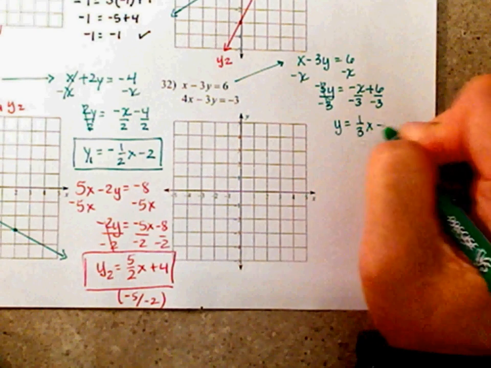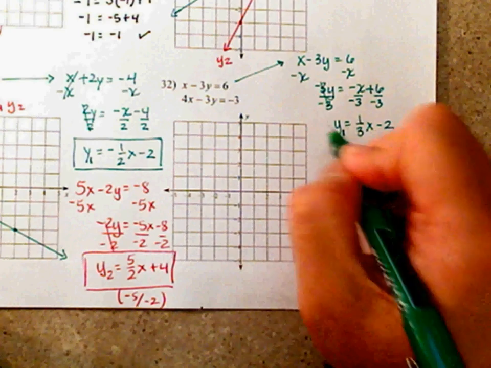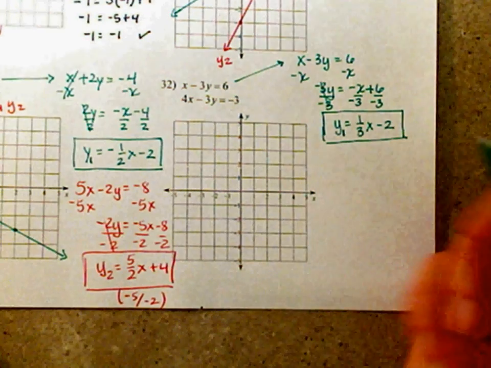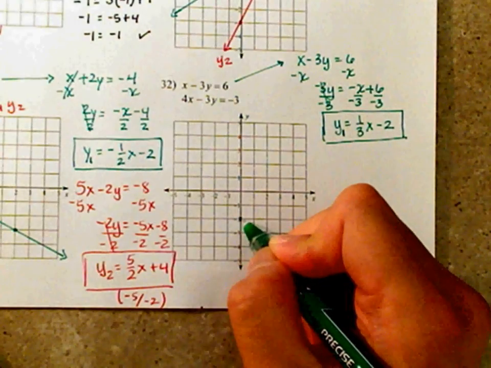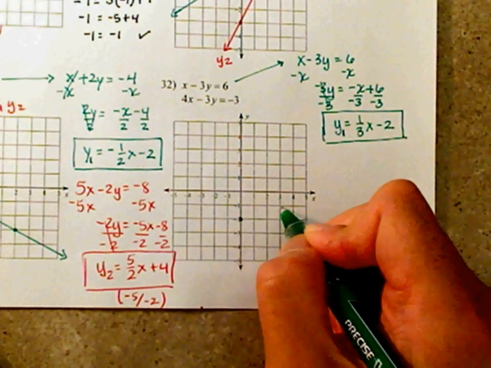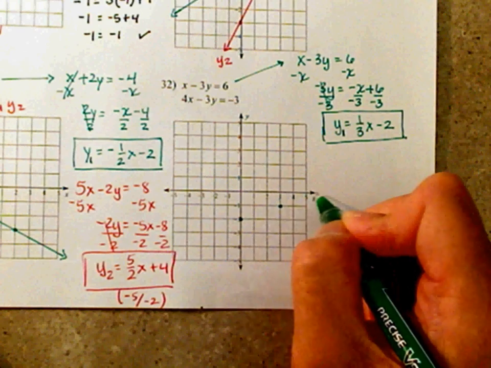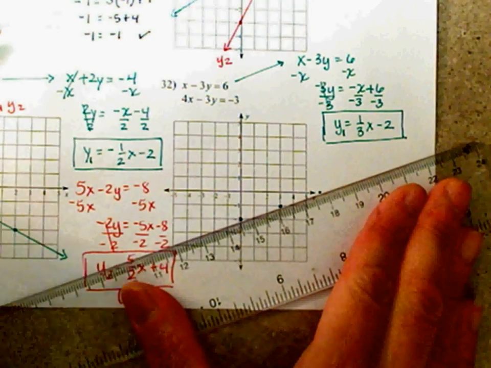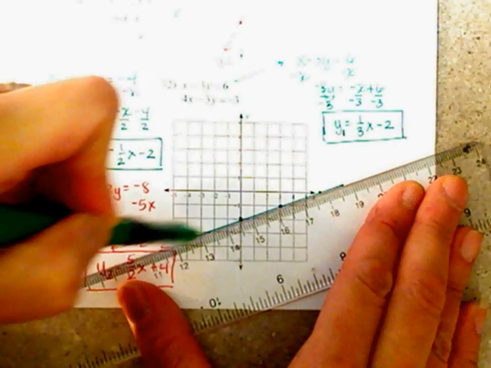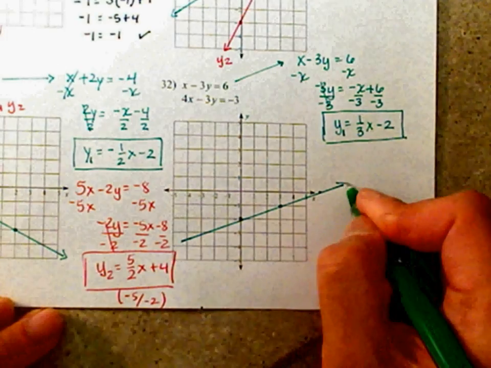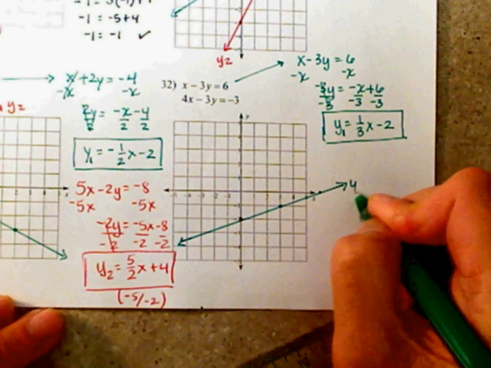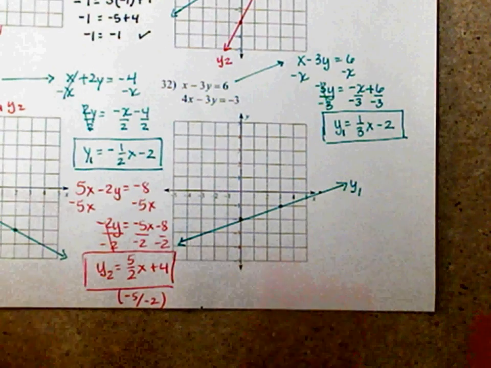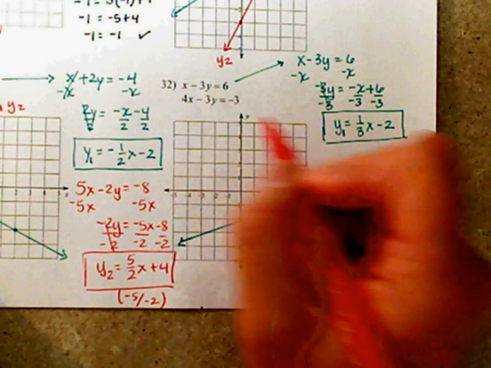I'm going to call that one y1. Okay, let's plot that. Negative 2, up 1 to the right 3. Up 1 to the right 3. And there's my line. Notice it's a positive, and I'm going up, so that makes sense. Make sure your math makes sense. You can't just take things away and change things. It doesn't work like that. Okay? All right. Your second equation, I'm going to put it down here.